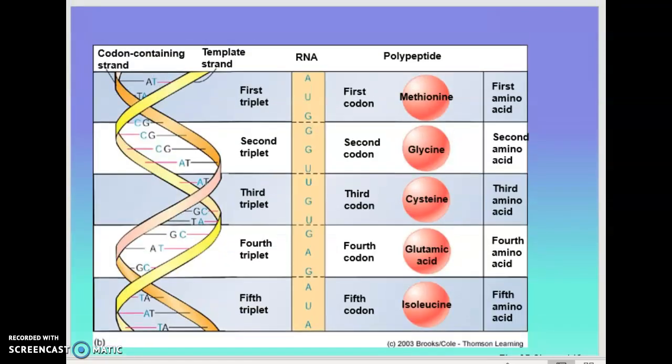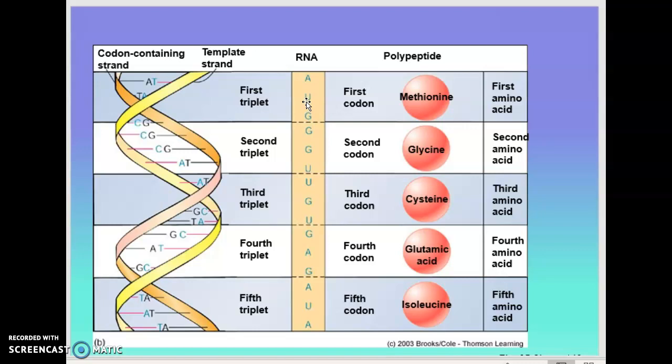So here we have a DNA double strand, and it gives you the information for the DNA strand, but when it breaks apart and begins to make RNA, you see that there's a 3-base codon. Three bases in a row is referred to as a codon.